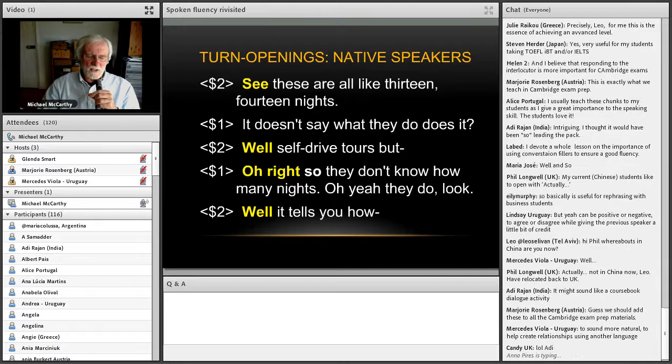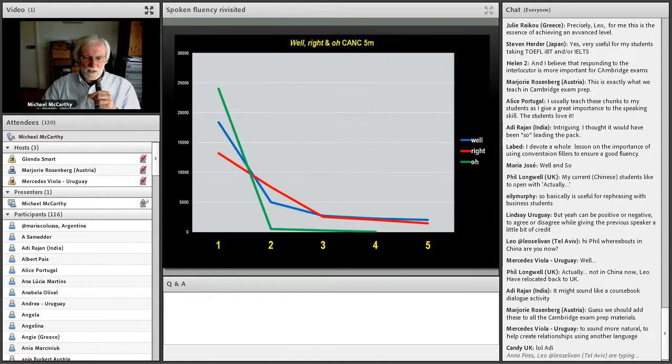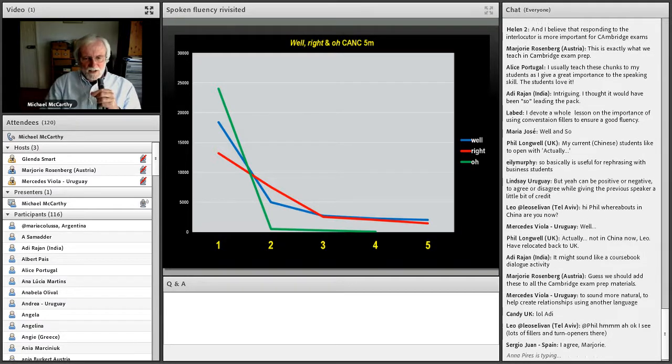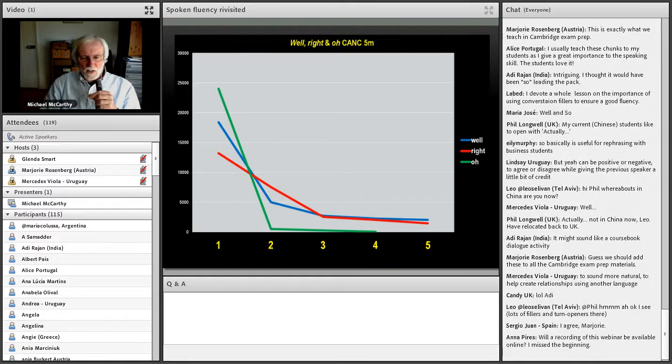We can ask the computer, where do these words normally occur? I'm going to show you what the results are if we feed into the computer the words well, right, and oh. Okay? Now, along the bottom of the screen, you have 1, 2, 3, 4, 5. 1, 2, 3, 4, and 5 here mean the first word when you open your mouth to speak, the second word you speak, the third word, the fourth word, etc.